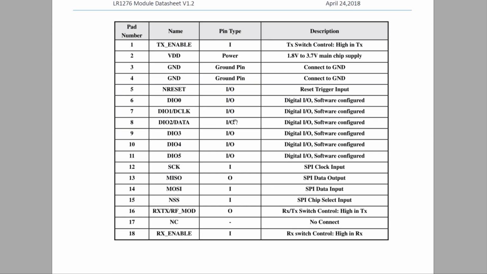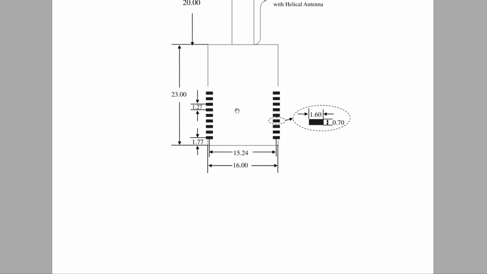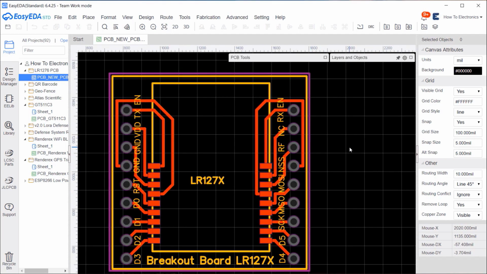These are the details of the pins, as it has a total of 18 pins. The pins are SPI pins, UART pins and some GPIO pins. As clearly mentioned here about the PCB details and dimensions, I decided to design the PCB using the same details. I used EasyEDA to design the PCB.